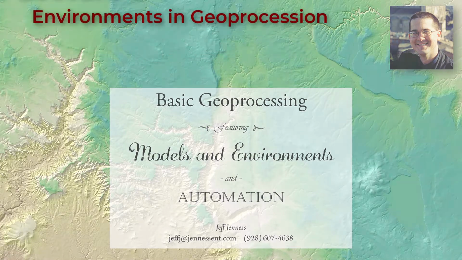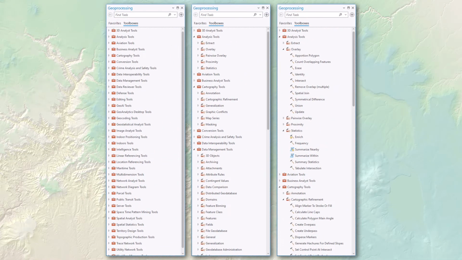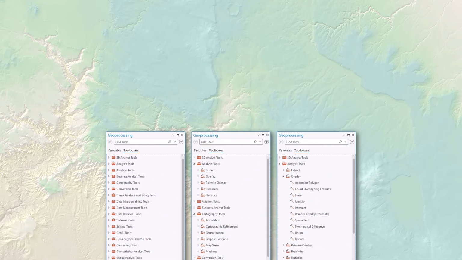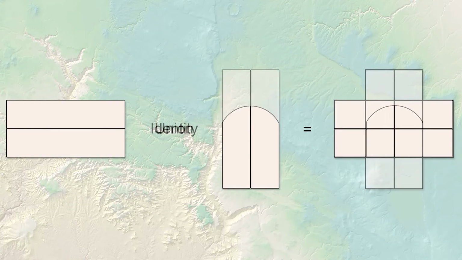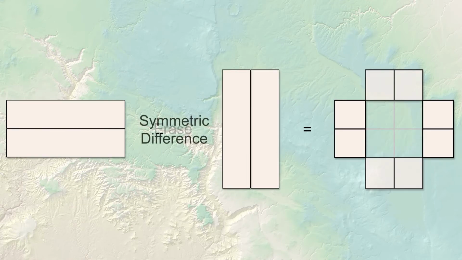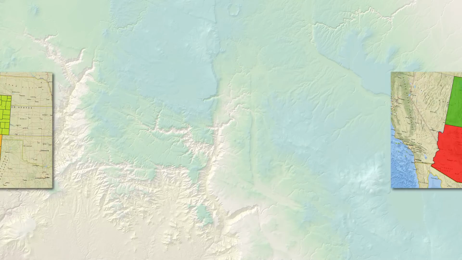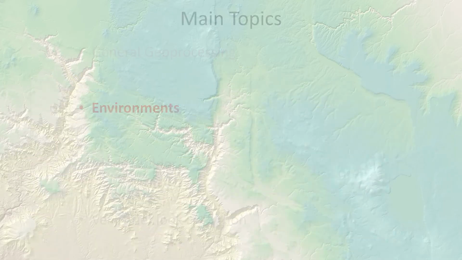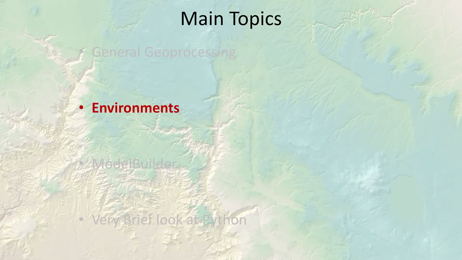And last video we talked about basic geoprocessing. We looked at some of those geoprocessing tools. We showed you how to use them and set them up to run, set the parameters. Well, today we're going to move on to environments. And environmental settings just give you more ways to run these tools.